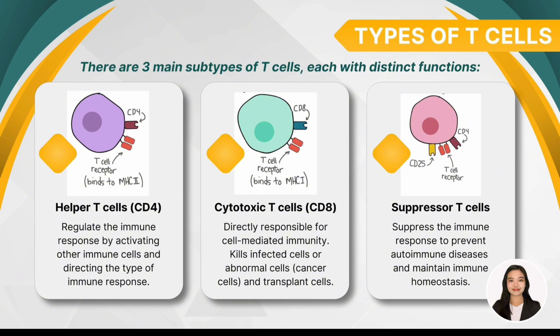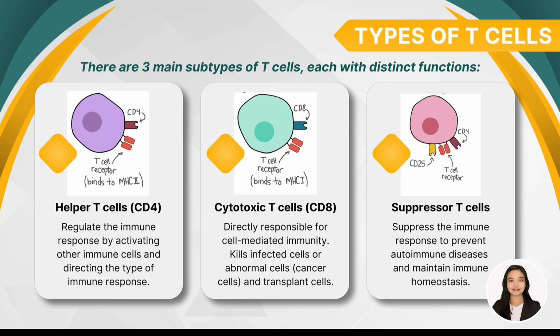So we have here three types of T cells. First is the helper T cells, or the CD4, wherein it regulates the immune response by activating other immune cells and directing the type of immune response. And next is the cytotoxic T cells, which is the CD8, wherein it is also directly responsible for cell-mediated immunity, kills infected cells or abnormal cells, like for example the cancer cells and transplant cells.